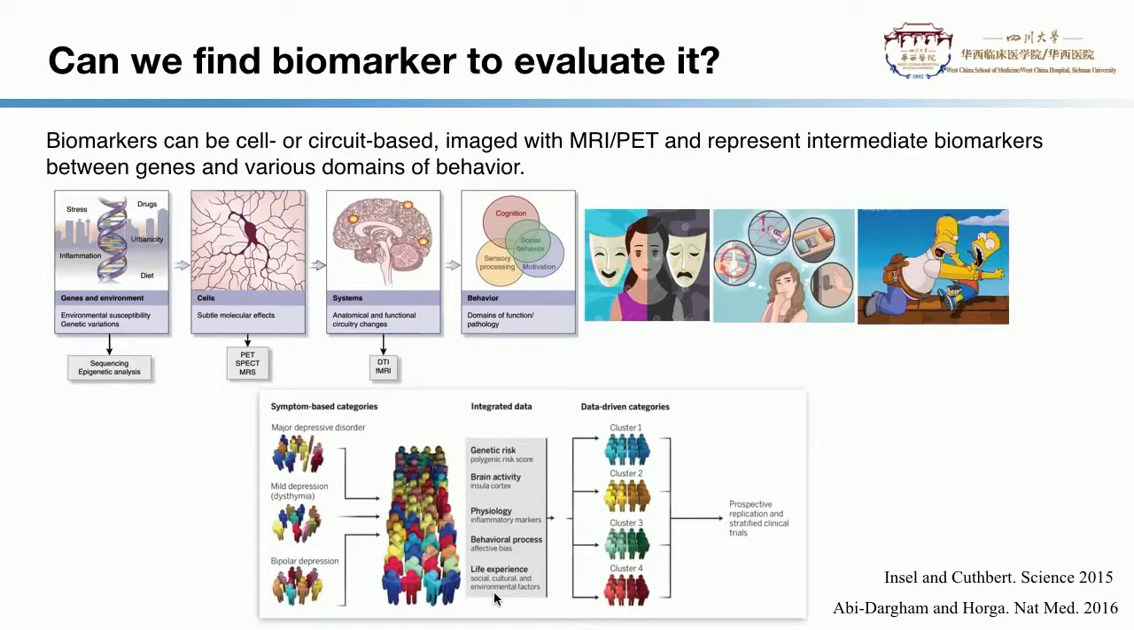Then the second question is, can we find a biomarker to evaluate this disorder? Even in some situations where we do not currently know exactly what the pathology is, we need a marker to tell us what to do in clinic, like what kind of medication or treatment we should choose for this particular patient. And we would like to know if there's a marker to let us know the severity and the prognosis of the patient.